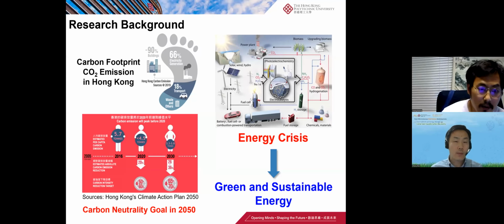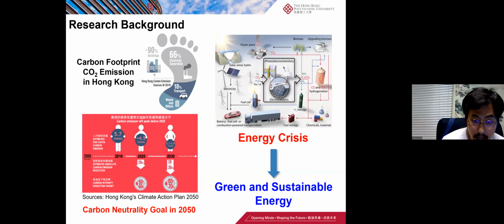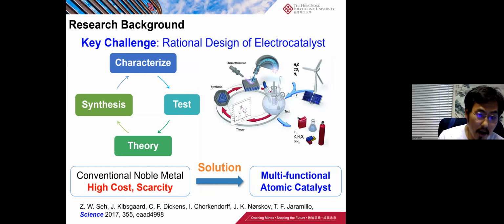First of all, I will briefly introduce the background of our research. Currently, the energy crisis has become the most significant environmental issue for the global community. The Hong Kong government is also currently focused on reaching the carbon neutrality goal in 2050. To achieve this goal, the development of green and sustainable energy systems and energy technology is the key strategy. Technology innovation in sustainable energy conversion systems is important.